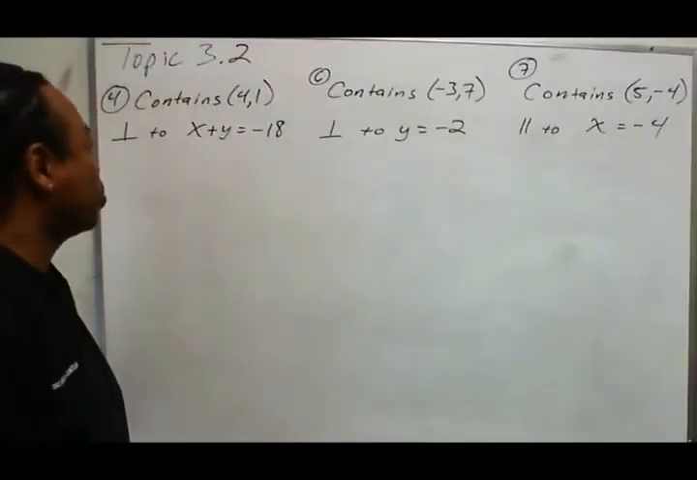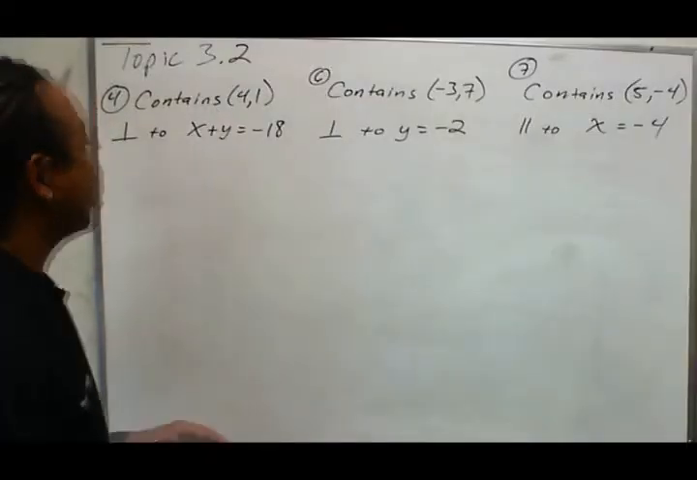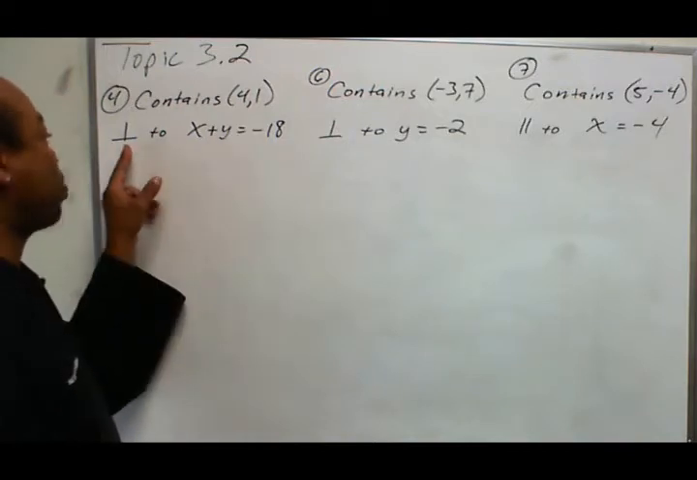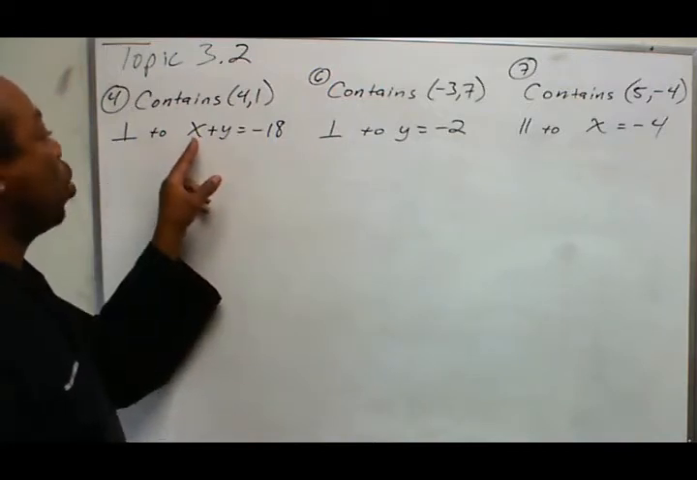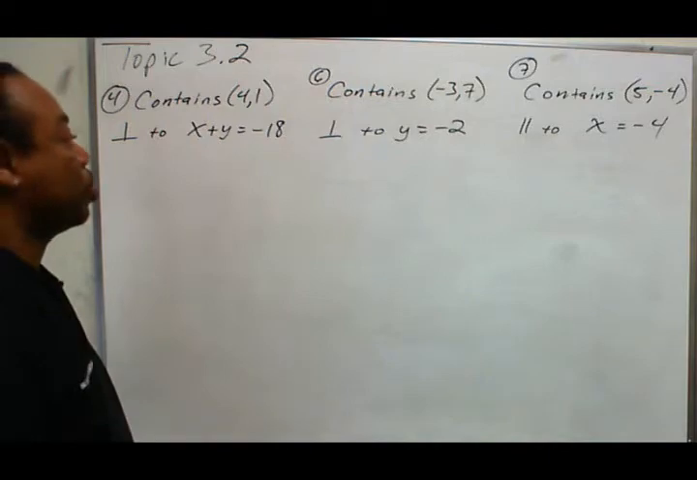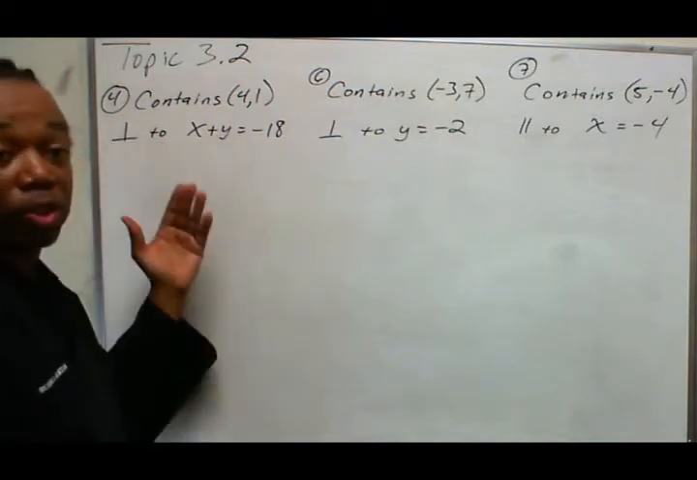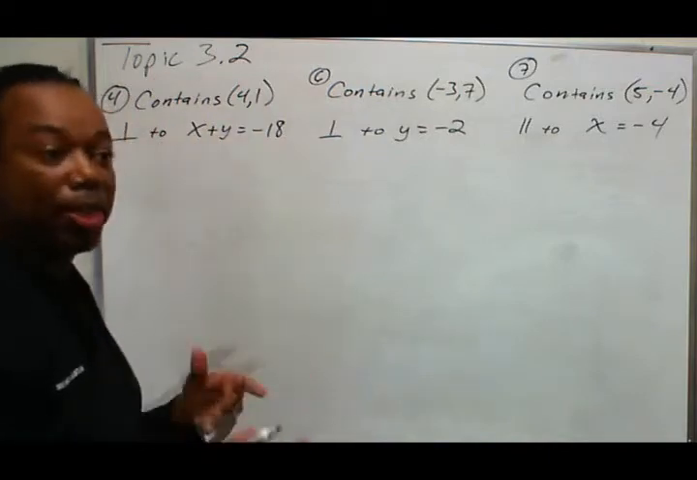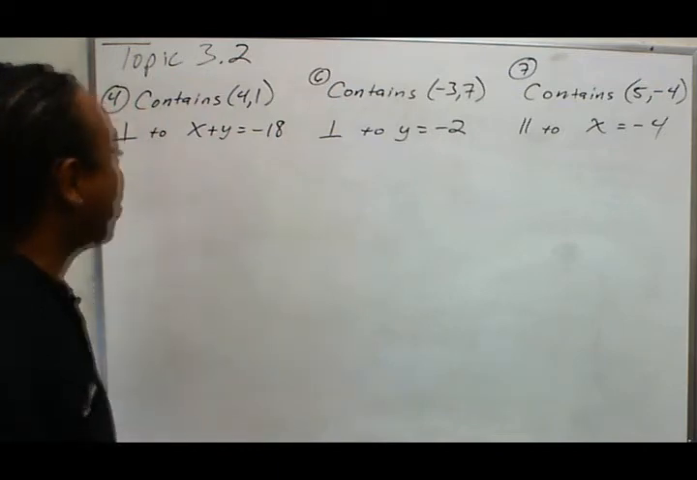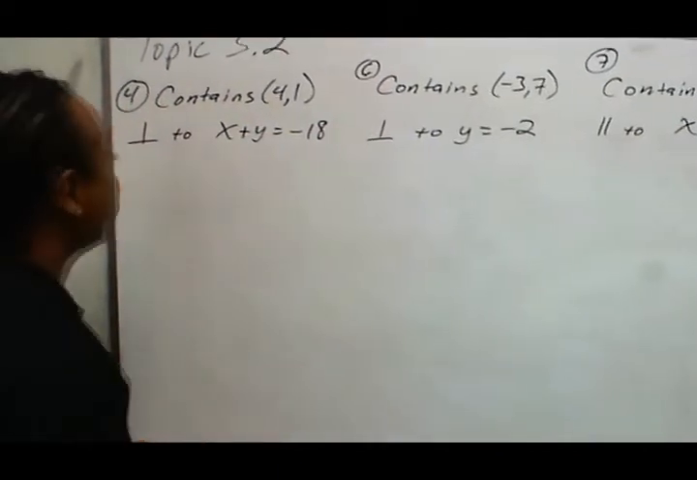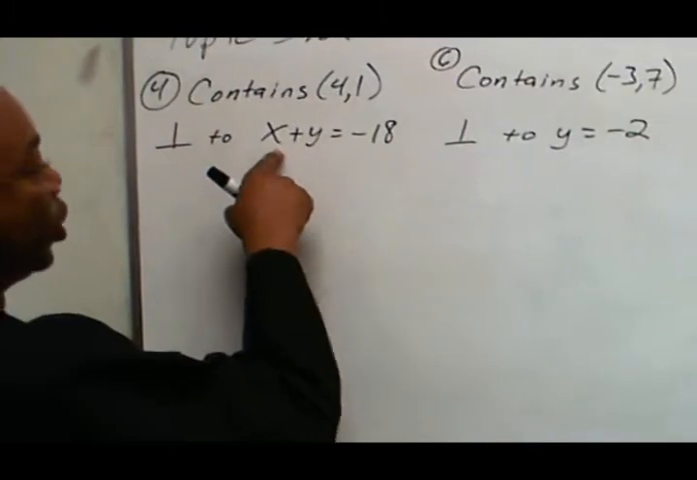Topic 3.2. We want to find a line that contains (4, 1) and that'll be perpendicular to the line x plus y equals negative 18. Now I want to draw this situation so you can see it visually, and then we'll answer it mathematically, or algebraically. Okay, now this is in general form.